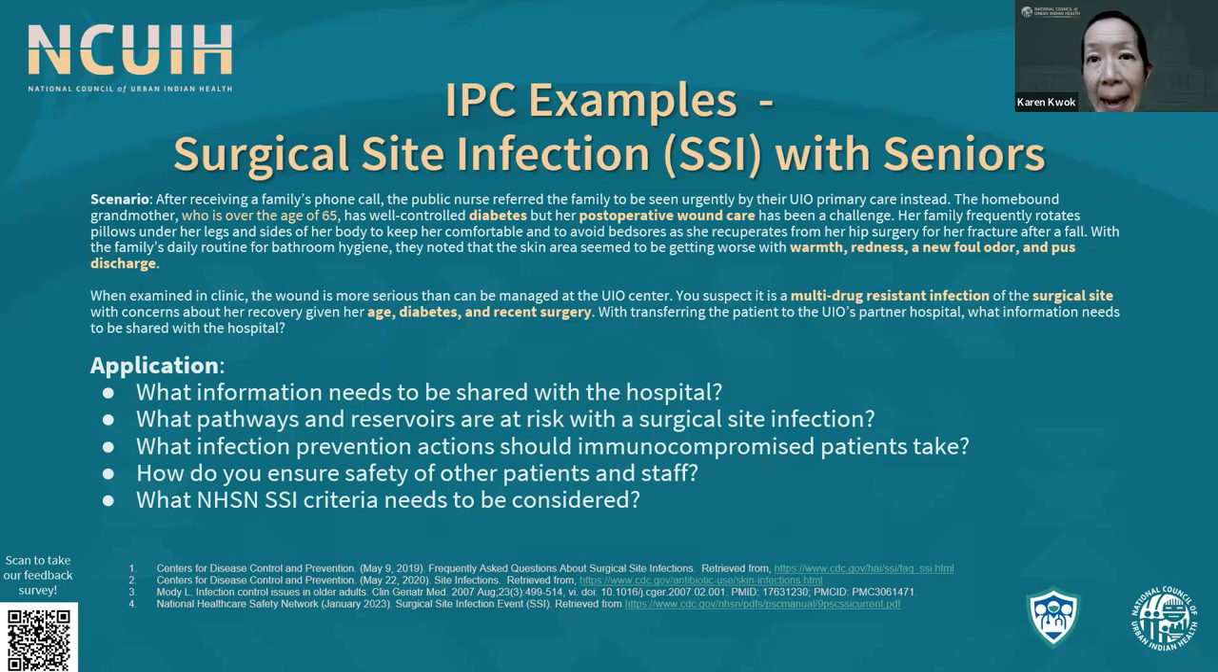One thing we like to highlight is considering the National Healthcare Safety Network SSI criteria. If you or your team are not familiar with this group, we'll provide additional information here in the chat box that can be reviewed later.